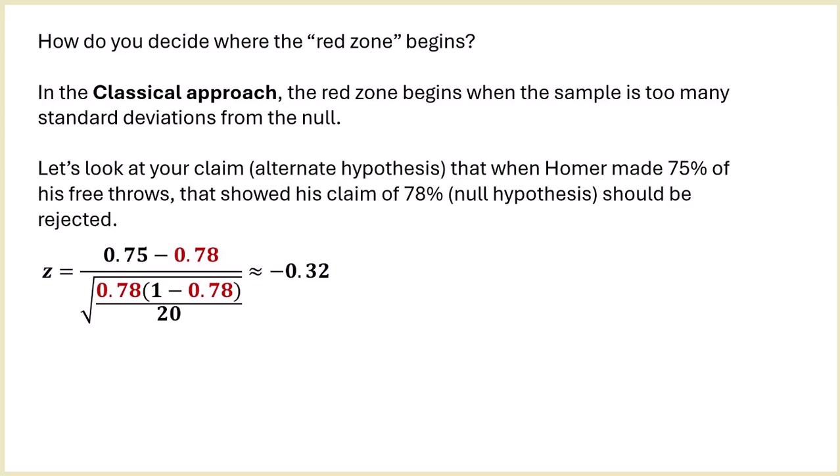That's in your formula pages, but I'm putting it in red to remind you that this number out here, the 0.78, is the null hypothesis. That's his claim. What am I assuming? I'm assuming his claim is right until I can prove otherwise. So I got a z-score of negative 0.32.